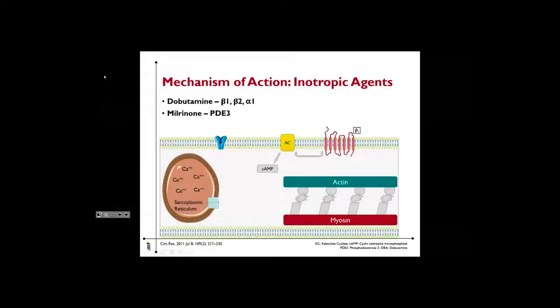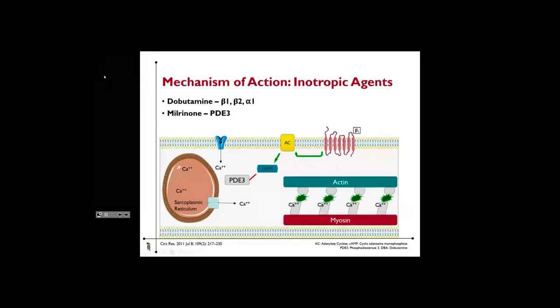So I want to talk a little bit about the mechanism of action of inotropic agents. The 2 more common pure inotropes that we have are dobutamine and milrinone. First, in a cardiac myocyte, in normal physiology, when a cardiac myocyte needs to contract, there's a stimulation of the beta-1 receptor, and it activates adenylate cyclase to create an increase in cyclic AMP concentration within the cell. That cyclic AMP then, through various mechanisms, causes an increase in intracellular calcium, and that intracellular calcium causes an interaction between actin and myosin to produce contractility of the cardiac myocyte.